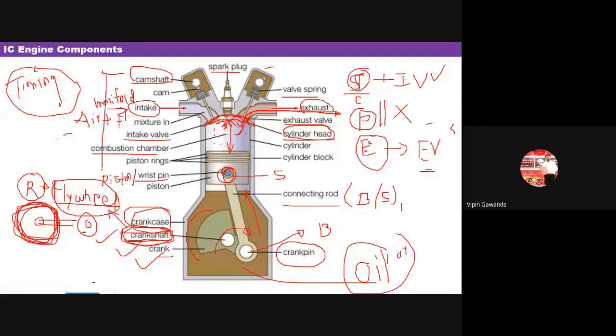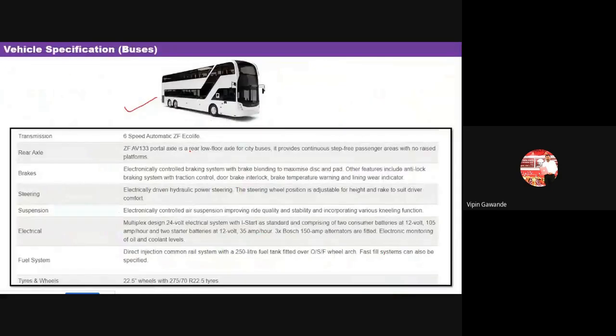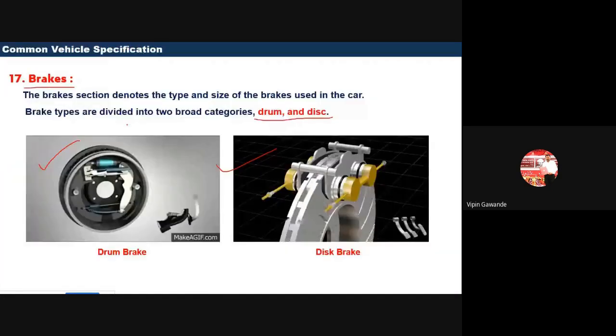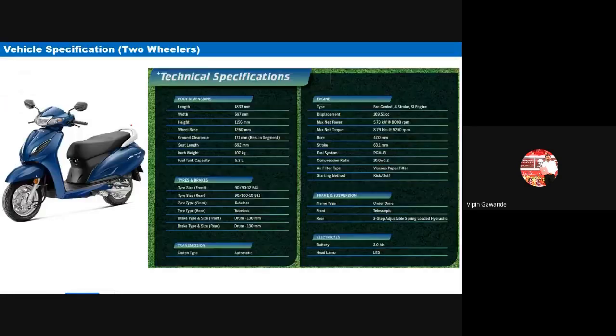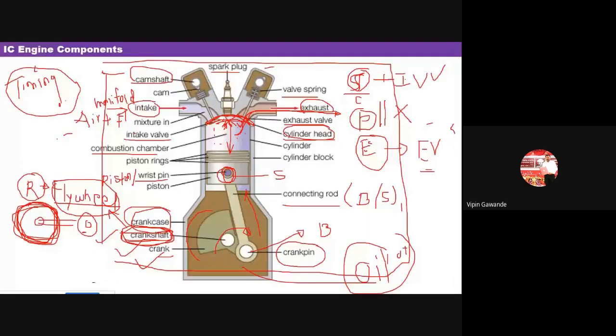So this diagram you have to draw. This is the second assignment I have given to you. You have to draw this diagram and explain all these parts. Your first assignment is this one, specification. In specification you just write down the definition of this one. So that is your assignment number 1. Second assignment, here you have to draw this diagram, IC engine components, and then explain all these components in detail. Okay, so I have explained to you.